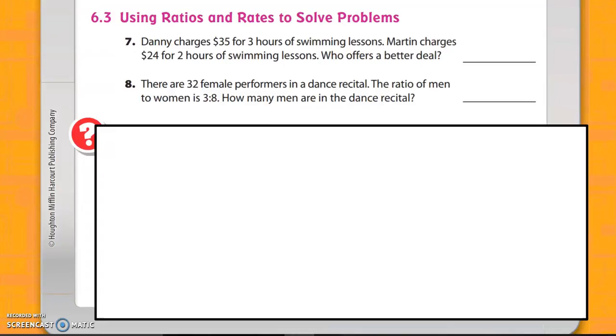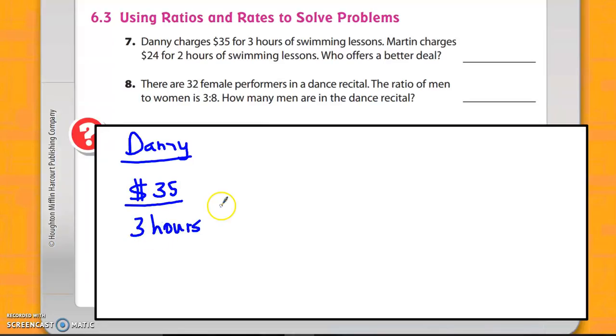Well, sometimes it makes sense just to set up what they're doing here. Danny is $35 for 3 hours. And Martin is $24 for 2 hours.